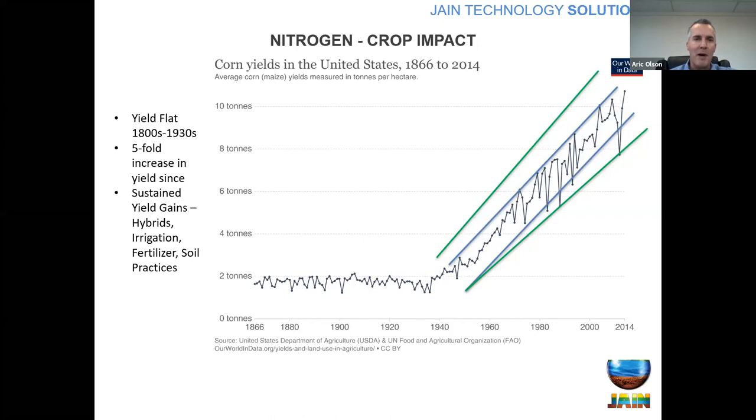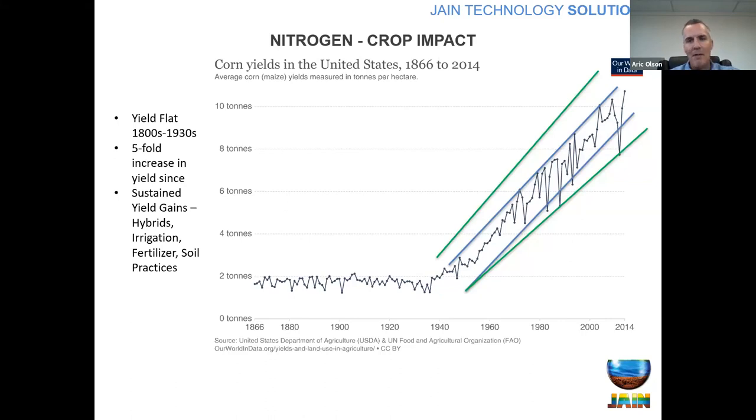Being in agriculture my whole life, this is a phenomenal picture. It shows corn yields in the United States from the late 1860s to really today, and it shows an amazing 5-fold increase in yield since the 1930s. And we're still on this trend today, and that's not all because of nitrogen, but also due to hybrids, irrigation, other fertilizers, and soil practices. And this is a phenomenal trend and story.